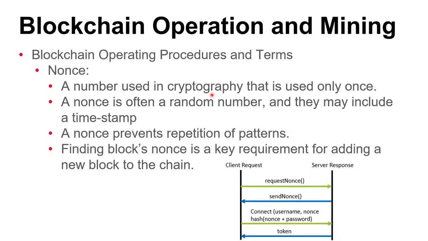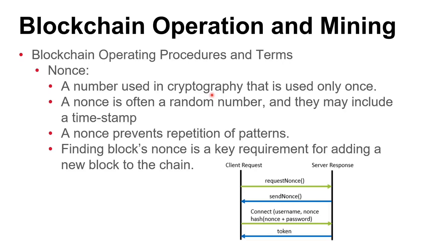So, blockchain operating procedures and terms. One term we're going to hear a little bit about is a nonce. A nonce is a number used in cryptography. It's a number that is only ever used once. A nonce is often a random number, and it can include a timestamp. A nonce prevents repetition of patterns. That's one thing the nonce does for us: it prevents any kind of repetition.